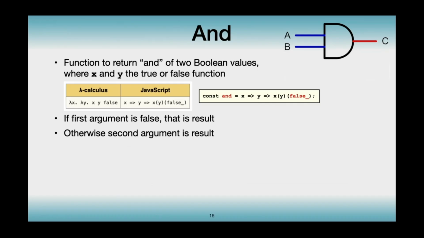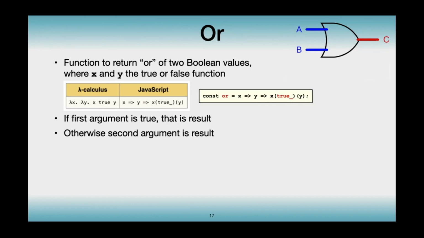And as you can imagine, or is very similar to that. We just reverse some things around a bit. And we say, if the first thing is true, I know the result is true. I can stop. So true always returns its first argument, true. But if it's false, I just return the second thing. So either it's true or false based on whether the second argument was true or false.